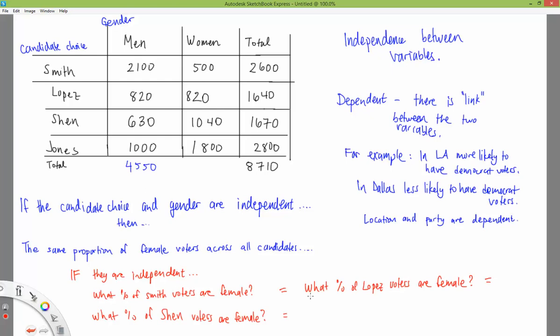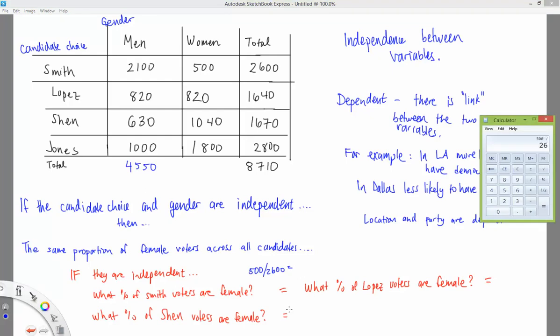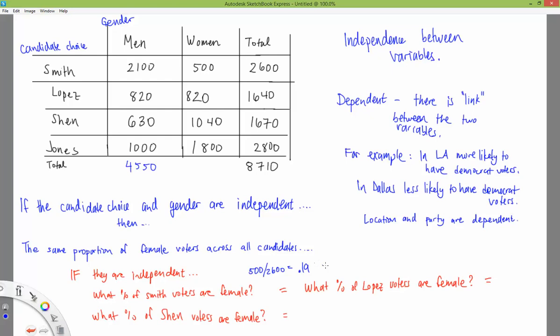So what is the answer to this question? What percentage of Smith voters are female? We would do 500 divided by 2,600, and we would get a little bit less than 20%, 19%, or 0.19.